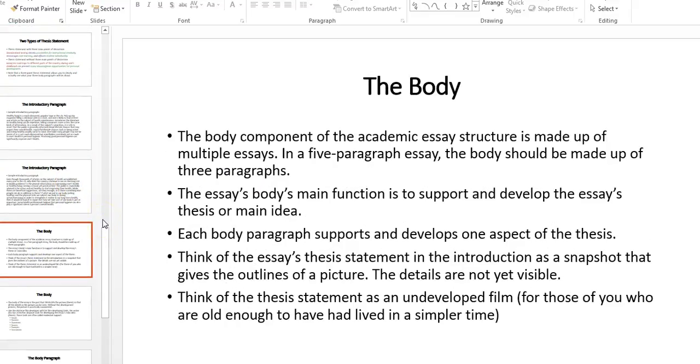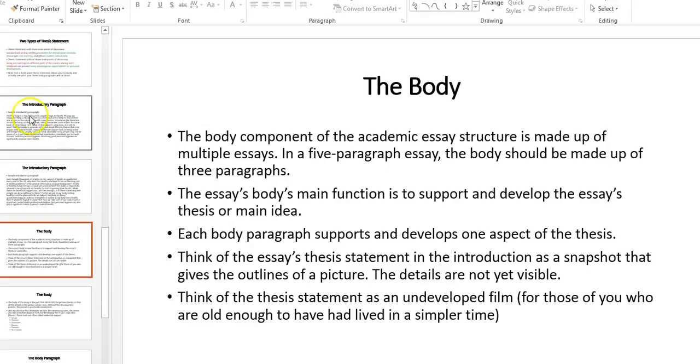All right, so let's talk about the body. The body is a very, very important component of the essay. So after the introductory paragraph, you begin the first body paragraph. Now, in a five-paragraph essay, your body, like I said, is the second, third, and fourth paragraph. Your body is the most substantial component of your essay, and it is also the longest component. It consists of three paragraphs, and the body's purpose is to develop and support your thesis.